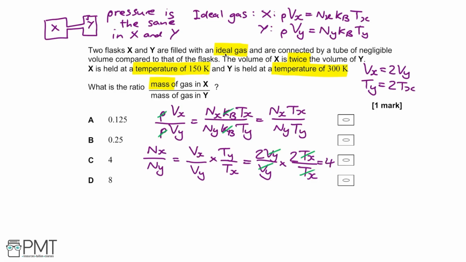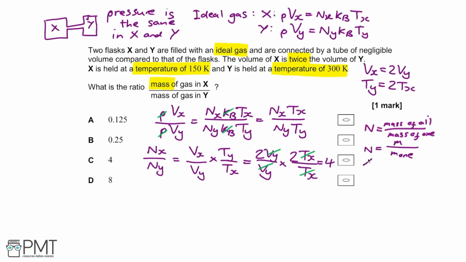Now we need to relate the number of particles in each flask to the mass of the gas in each of those flasks. We can do that by noting that the number of particles is going to be equal to the mass of all particles divided by the mass of one particle. So I'll rewrite this as m being the total mass divided by m1 to denote the mass of one particle.